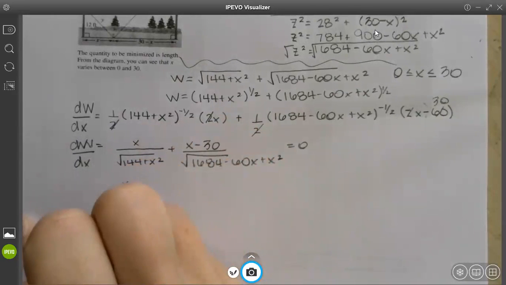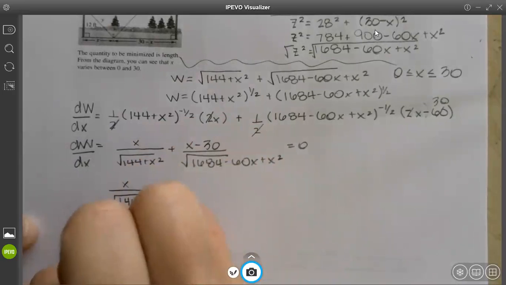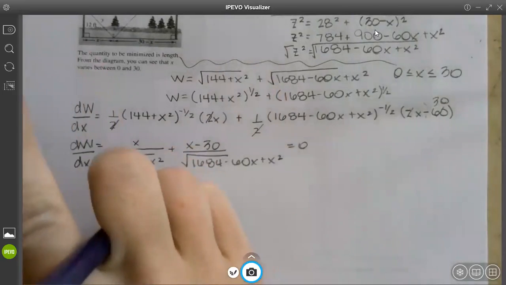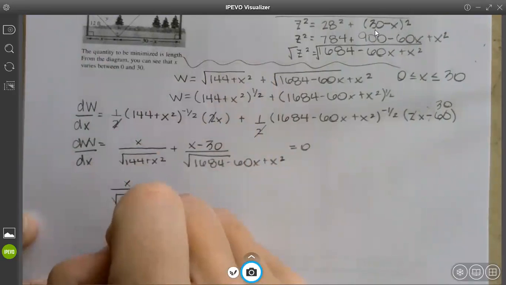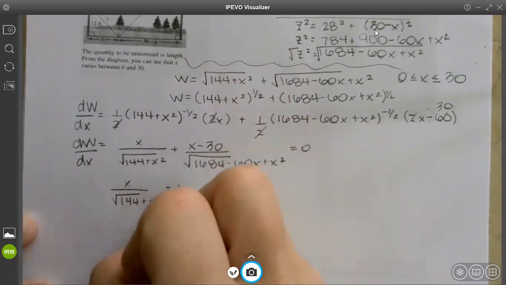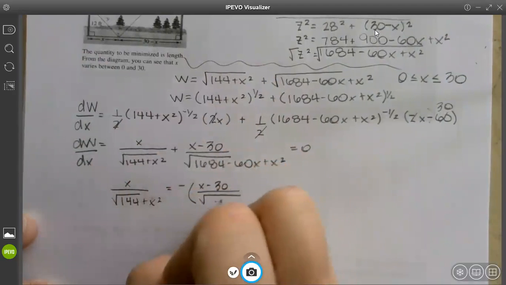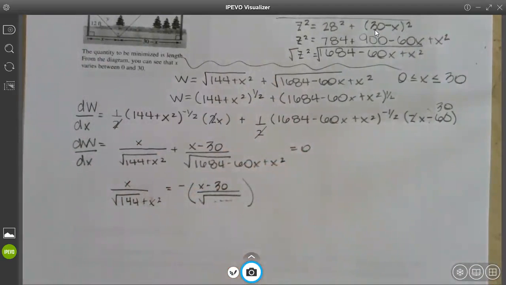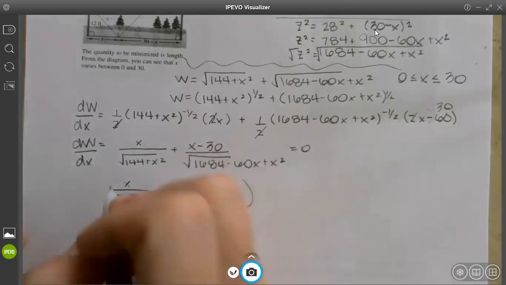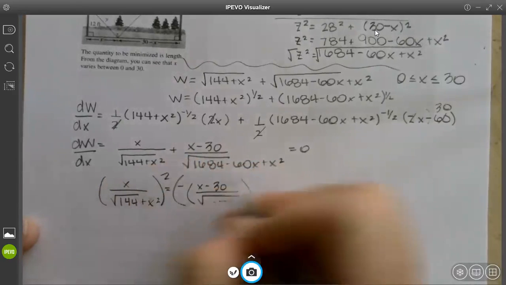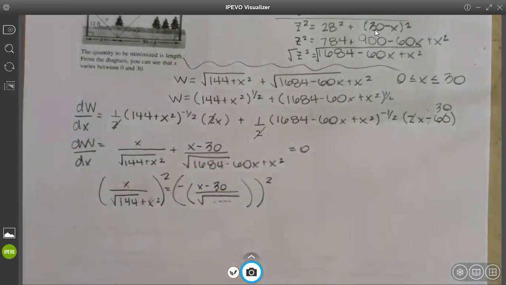So we're going to have x over the square root of 144 plus x squared, and we're going to subtract x minus 30 over the square root of the other expression. Y'all are okay if I don't write that right. Then because I have those square roots, I can cross multiply, but I don't even want to deal with square roots. So I'm going to square everything and that'll take that negative away in the front. So if you're worried about that.